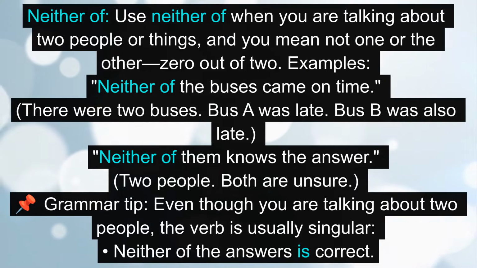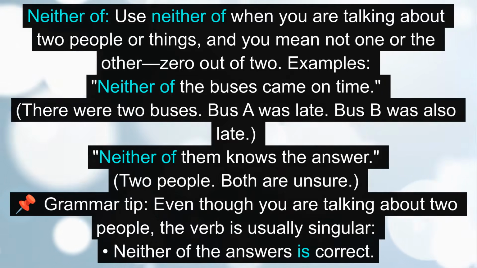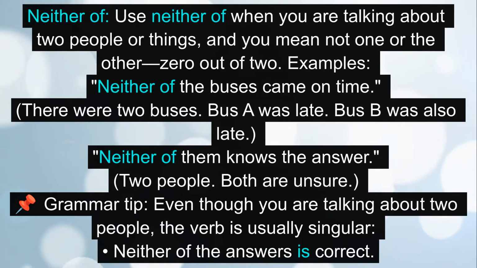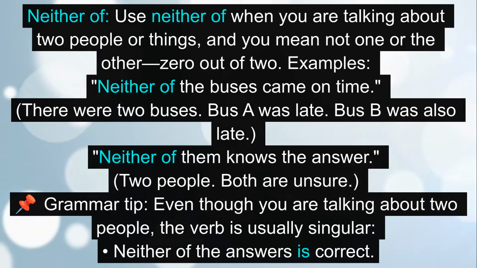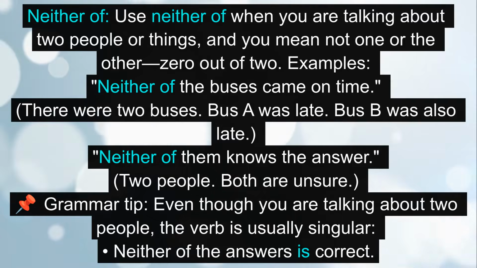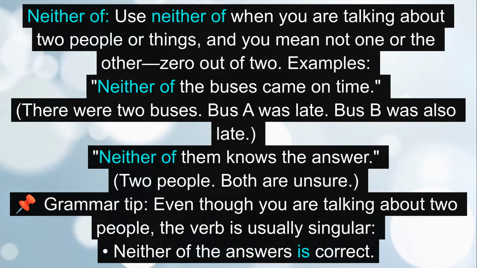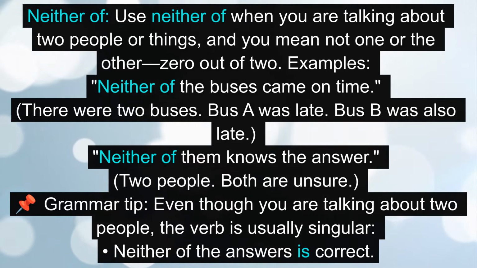Neither of. Use neither of when you are talking about two people or things, and you mean not one or the other. Zero out of two. Examples. Neither of the buses came on time. There were two buses. Bus A was late. Bus B was also late. Neither of them knows the answer. Two people. Both are unsure. Grammar tip. Even though you are talking about two people, the verb is usually singular. Neither of the answers is correct.